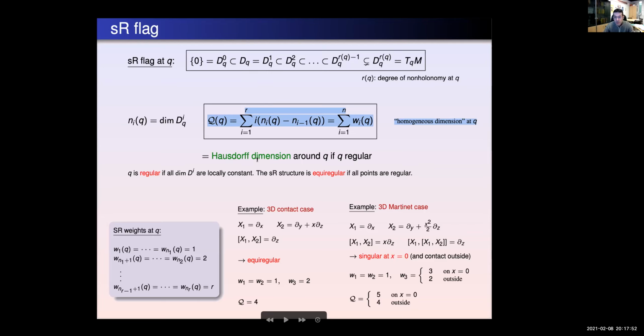But as soon as you are in the sub-Riemannian situation, the Hausdorff dimension is always strictly greater than the topological dimension, always. For instance, in the 3D contact case, the Hausdorff dimension is equal to 4, which is 1 more than the topological dimension. And in the Martinet case, you have Q equal 5 along the Martinet surface, but 4 outside.